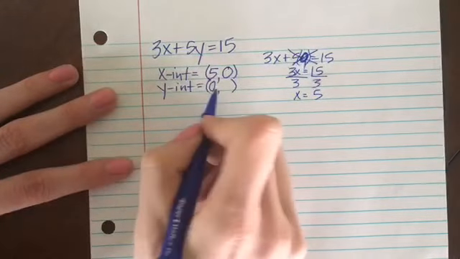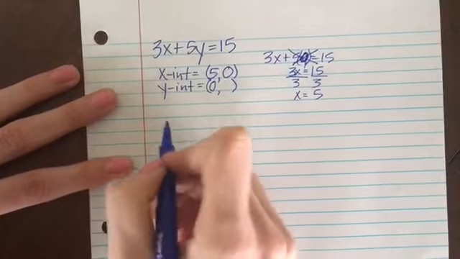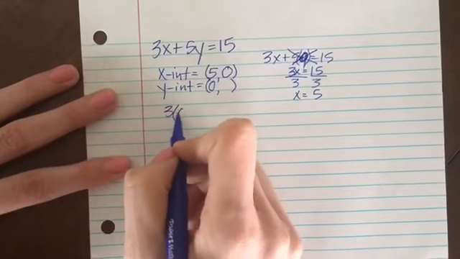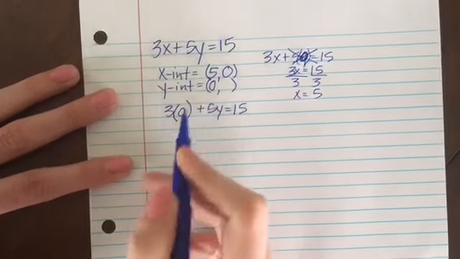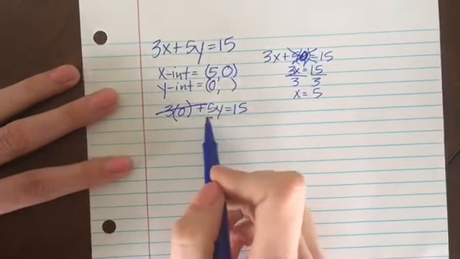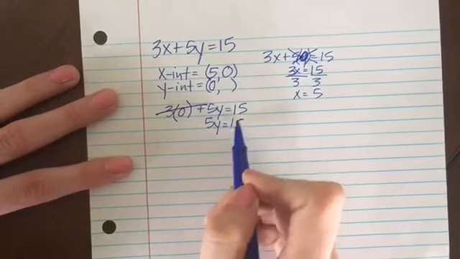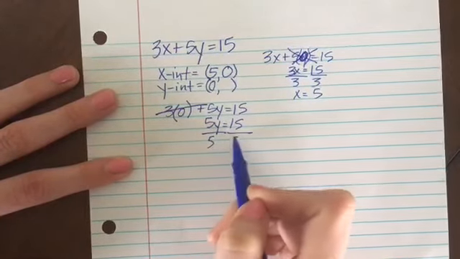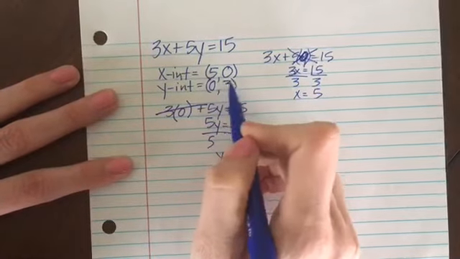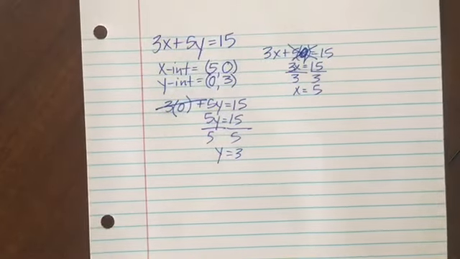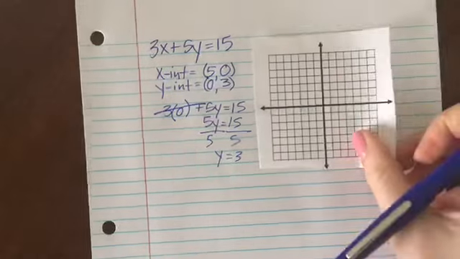Coming down here, instead of x, we're going to put 0 in. So we have 3 times 0 plus 5y equals 15. 3 times 0 just goes away to 0. So we have 5y equals 15, divide both sides by 5, and we get what we said we would, y equals 3. So when x is 0, y is 3. Once you have your x and y intercept, you're ready to graph.